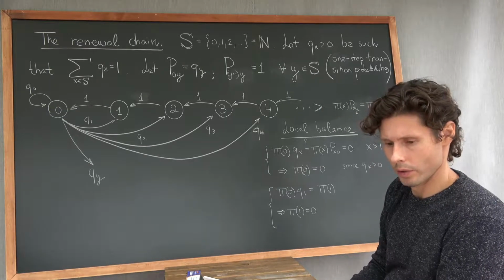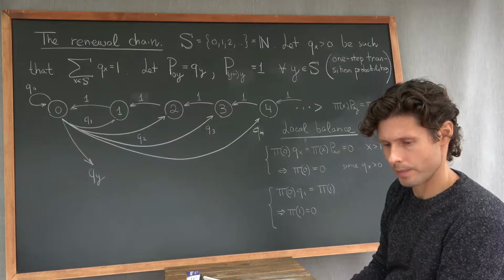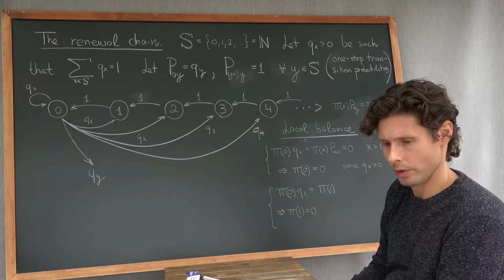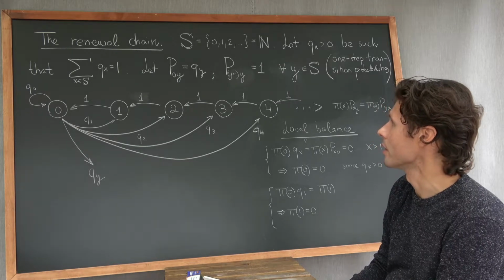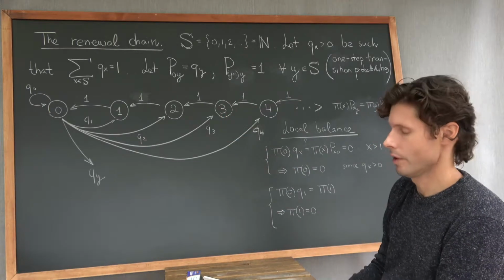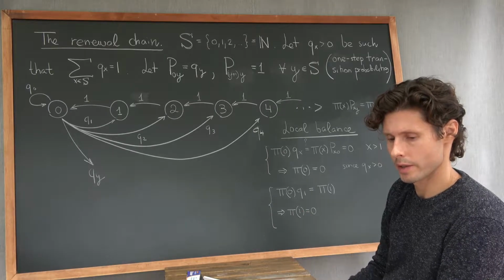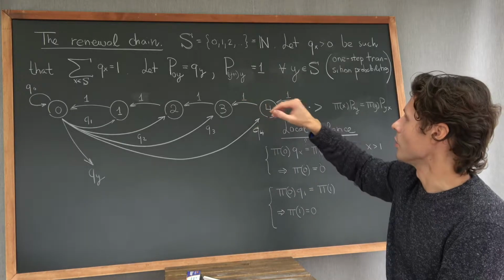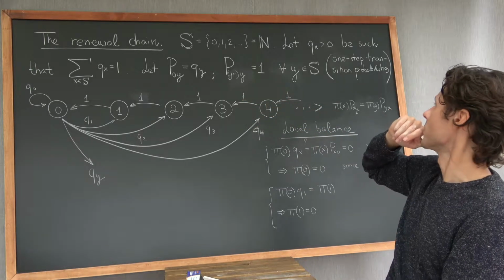So one thing you'll notice is that these numbers q_x define a probability distribution on the natural numbers, right? They're greater than 0 and they sum to 1, therefore they're between 0 and 1, and so that's a valid probability distribution. The next thing we're given are these one-step transition probabilities.